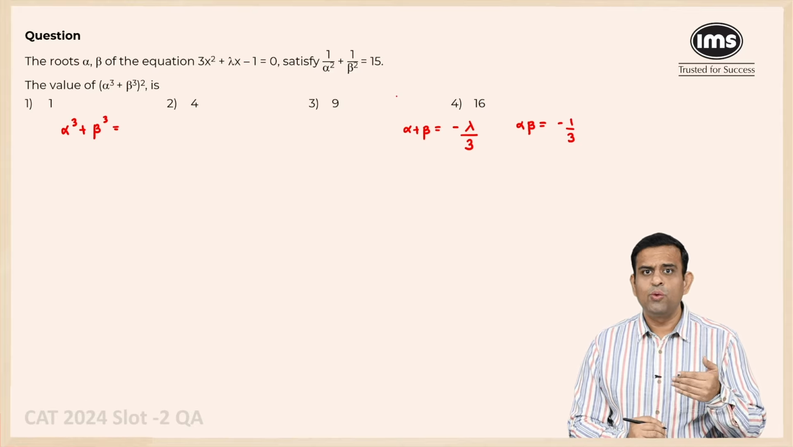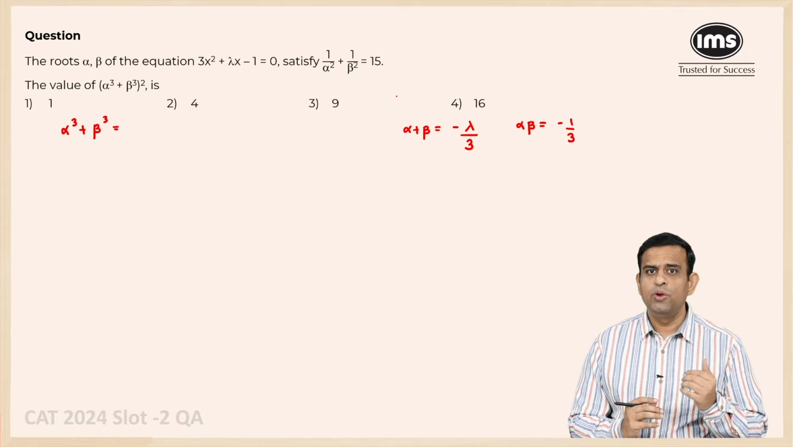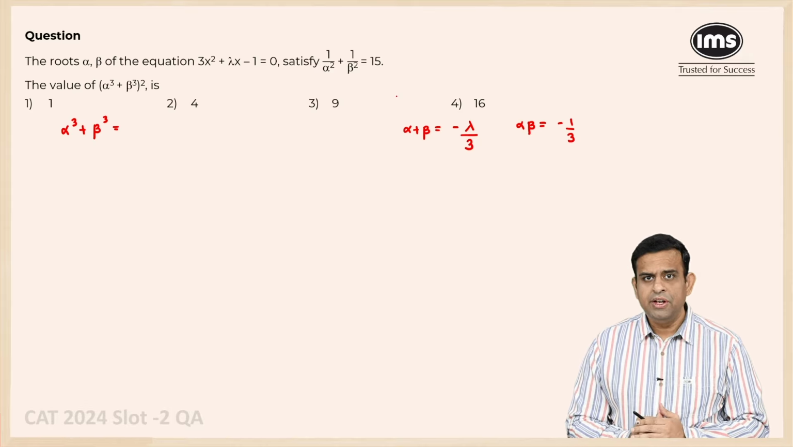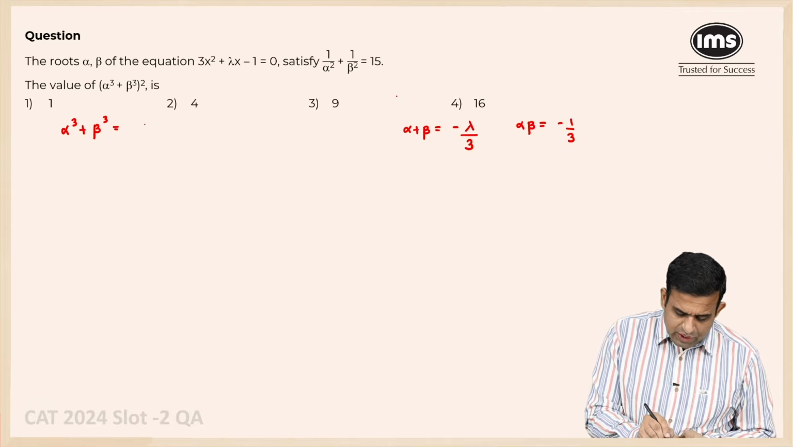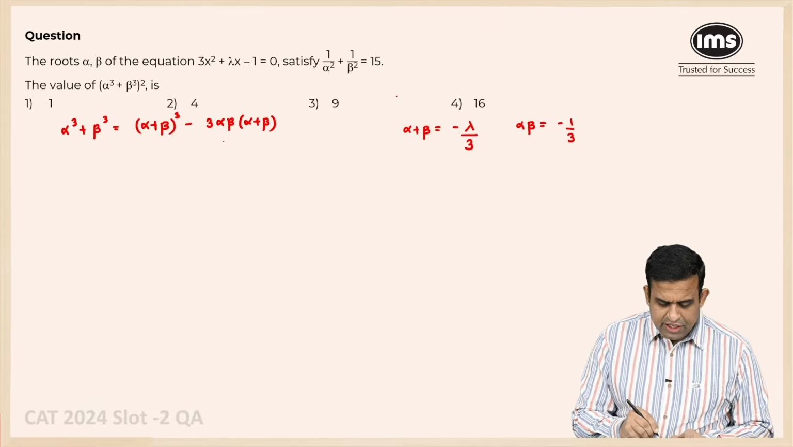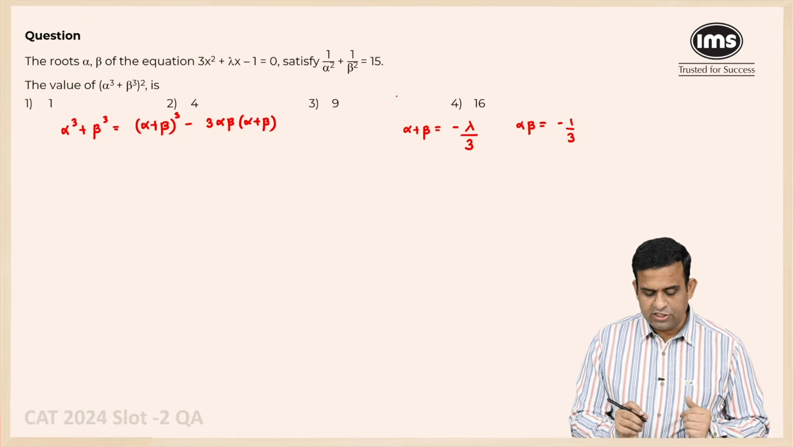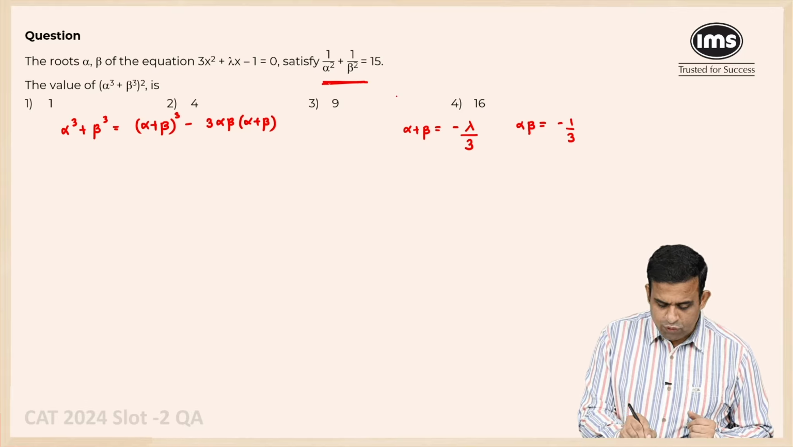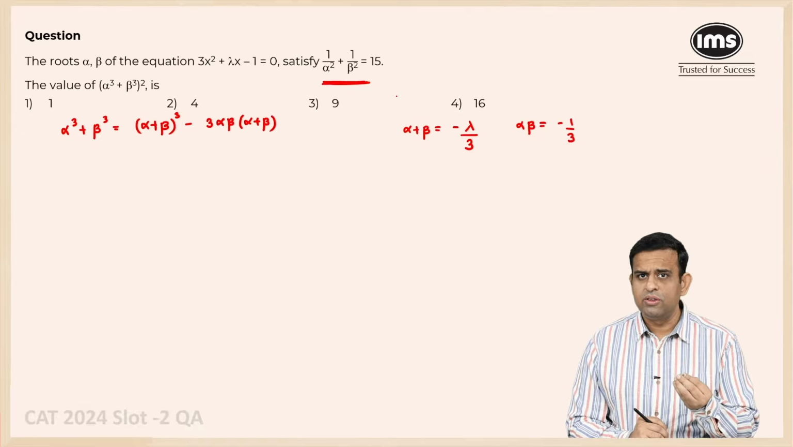Now over here we need to know the algebraic formula, a cube plus b cube is equal to a plus b whole cube minus 3 times ab into a plus b. So alpha cube plus beta cube will be equal to alpha plus beta whole cube minus 3 times alpha beta into alpha plus beta. In other words, if I know the value of alpha plus beta, basically I am sorted. So let's try to use this extra information and see whether we can find out the value of alpha plus beta or something on the same lines.